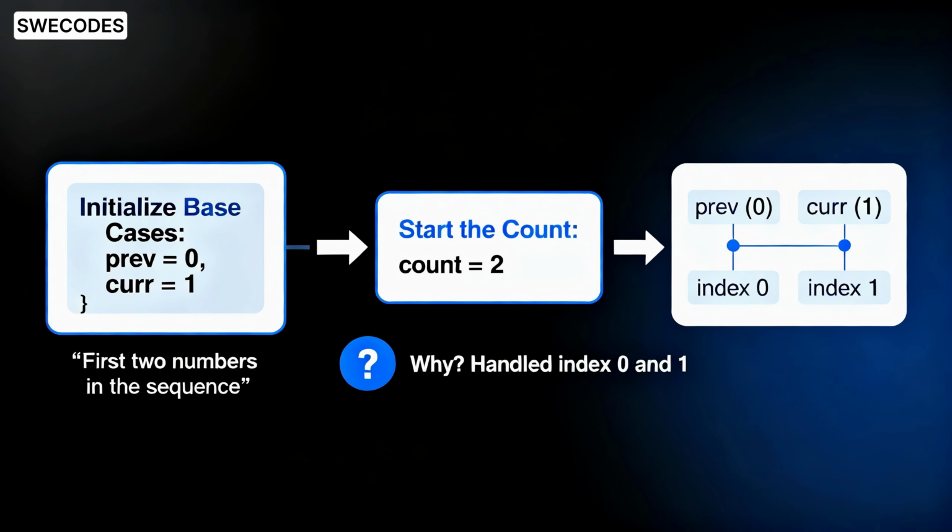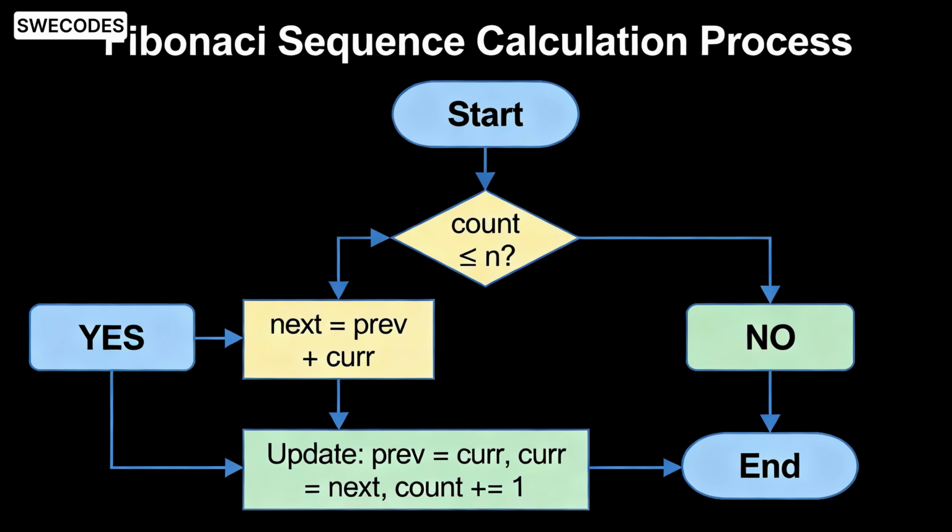Deconstructing the code. This looks simple, but its efficiency is in the logic. Let's trace it. Initialize base cases. We start by setting previous to 0 and cur, current, to 1. These are the first two numbers in the sequence. Start the count. We set count to 2. Why? Because we've already handled the first two numbers, at index 0 and 1. Launch the engine. The while loop runs as long as our count is less than or equal to n, the target number we're trying to find.